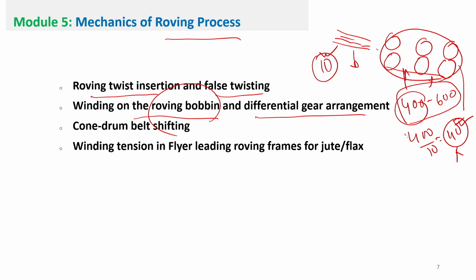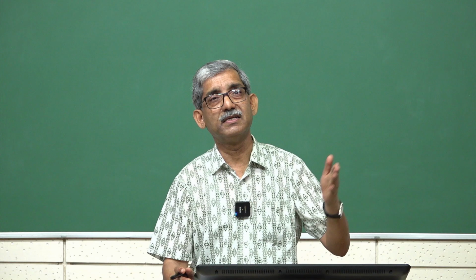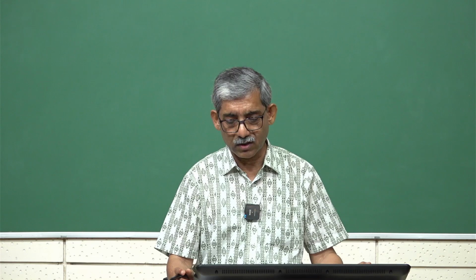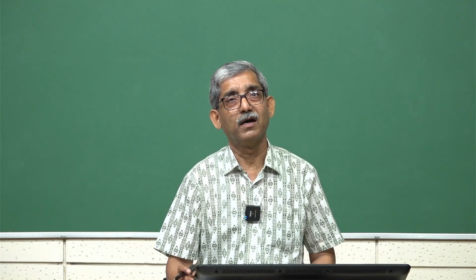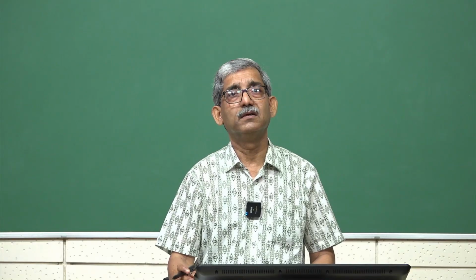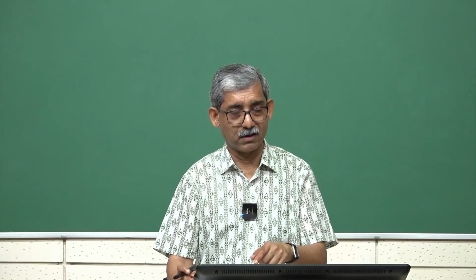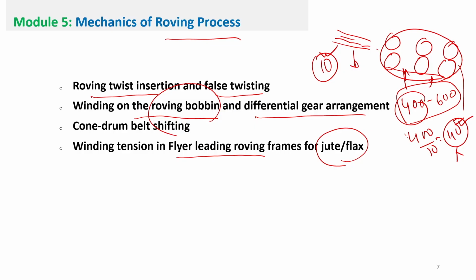Winding tension in flare leading system. Flare leading system is a simpler system which is used for jute and flax system, where the tension actually has to be controlled. That we will discuss, what is the mechanics of tension control in the jute or flax roving. In addition to this, we will also do some numerical calculation.